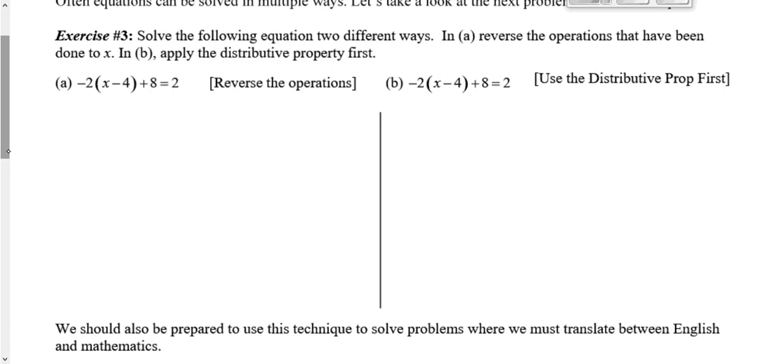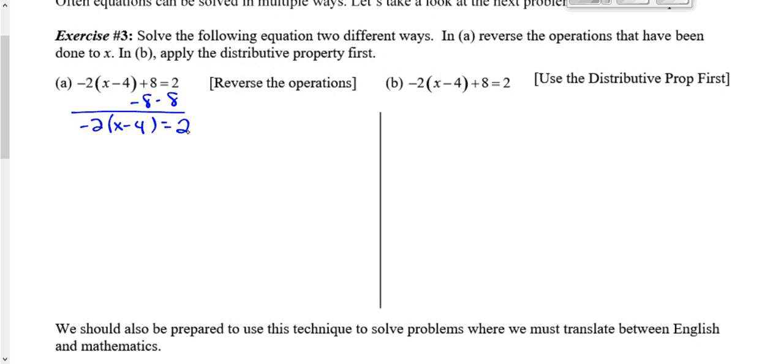Okay. First way, we're going to do it like we did the last time, and then the second way, we're going to solve it by using the distributive property first, okay? And hopefully it'll come out the same, because they're both valid. So what are we going to do to this side first to solve it? Subtract the 8 from both sides, right? So we got negative 2 times x minus 4 equals 2.